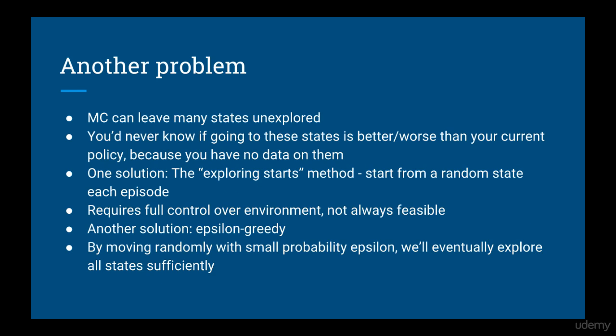Another problem with Monte Carlo is that given a policy, there are many states that are left unexplored. So you never know if going to these states is better or worse than your current policy, since you don't know what their returns are. One solution to this is the exploring starts method, which, because we start from a random state in each episode, allows us to estimate a value for all the states. However, this also requires full control of the environment, which is not feasible for all environments. Another solution to this is epsilon greedy, where with a small probability epsilon, we take a random action. This allows us to gather data on all states over time.